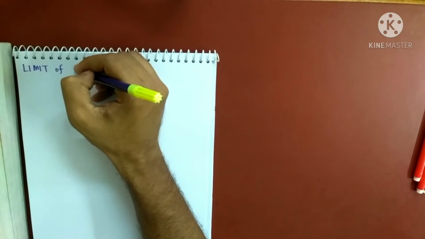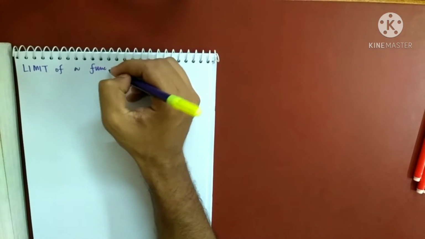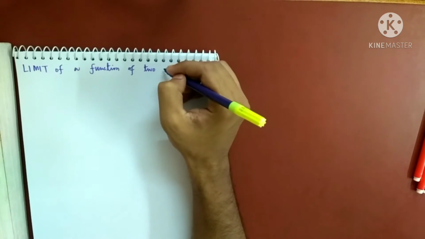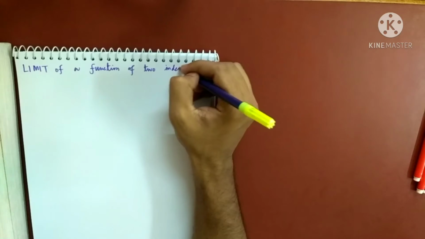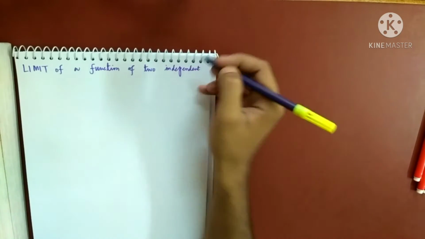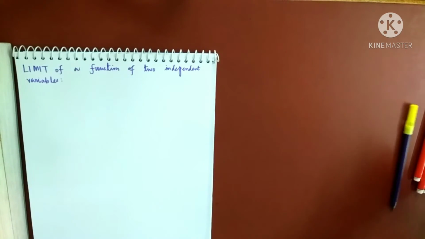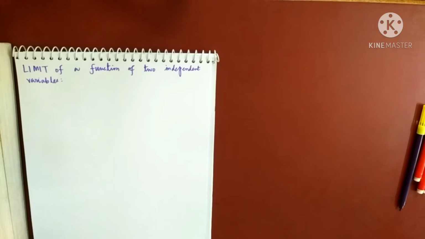Limit of a function of two independent variables. Let me first define the limit of a function of two independent variables. Remember, the limit of a function of one independent variable is already done in your real analysis course. But now we'll do it for two, three, four independent variables, and so on. Let me start with a function of two independent variables.